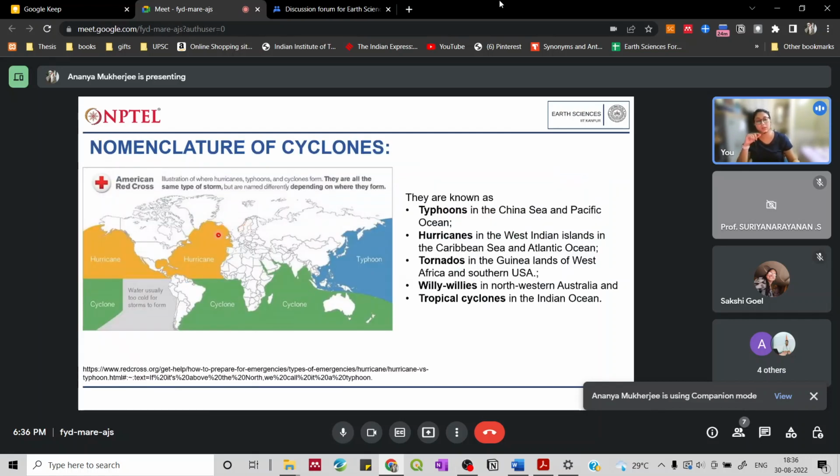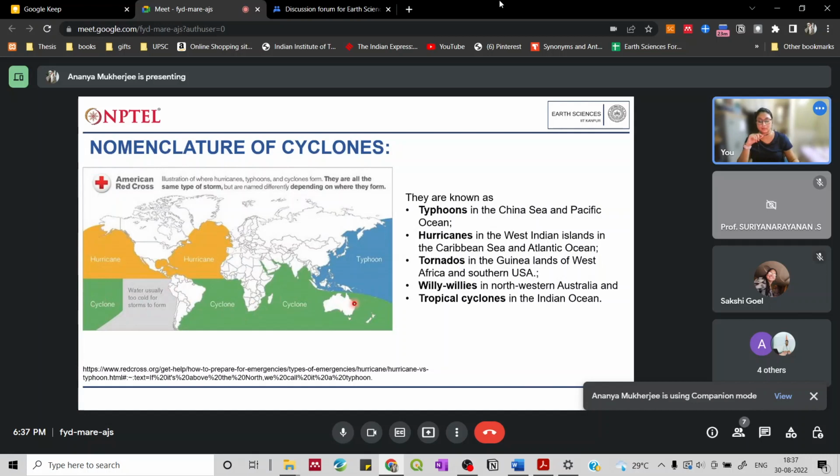So, cyclones are termed differently with different names based on where they are occurring. Over here, we can see that typhoons occur in the West Pacific. Then you have hurricanes that are happening in the northern part of the Atlantic and also the northern part of the eastern Pacific area. Then in India, we can see that cyclones are happening in the Indian Ocean and also some part of the western coastline of Africa over here.